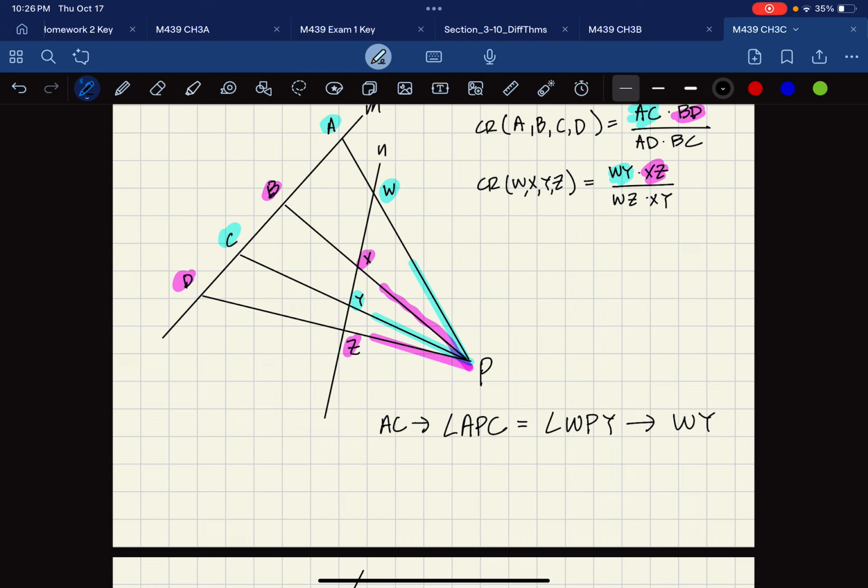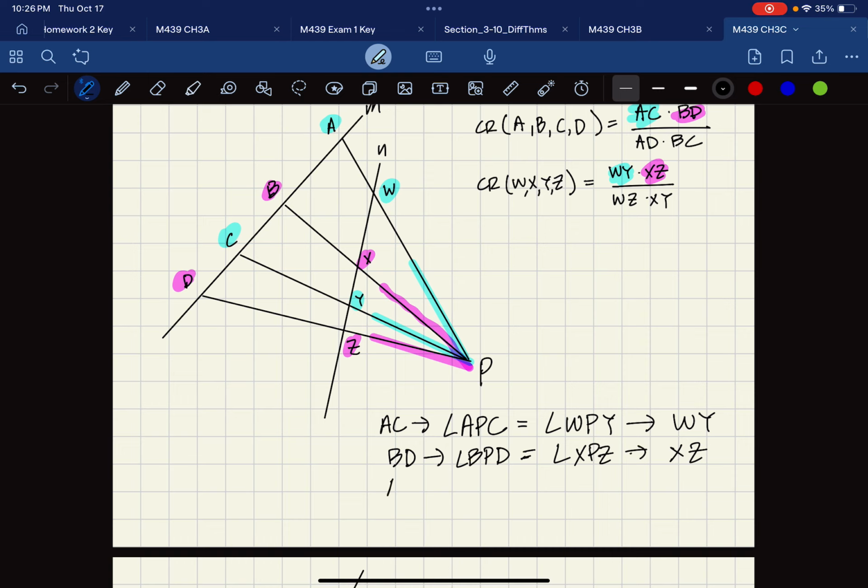And likewise, we can say something like, well, if we're thinking about the length BD, then it's associated with this angle BPD, which is associated with the angle XPZ, which is associated with the length XZ. And I shouldn't even say associated, it's equal to the angle XPZ.